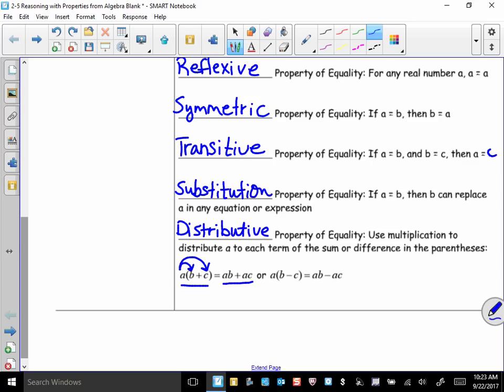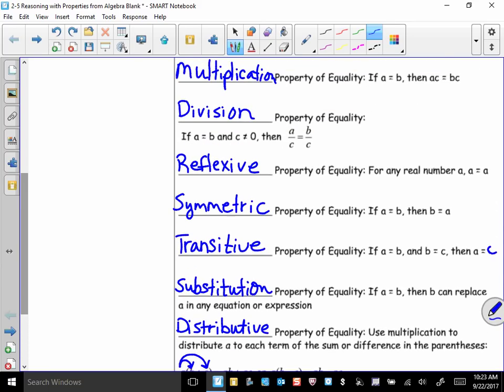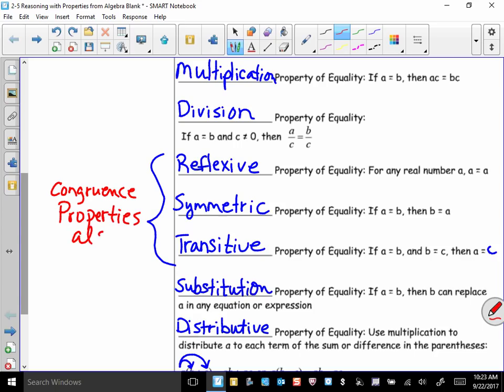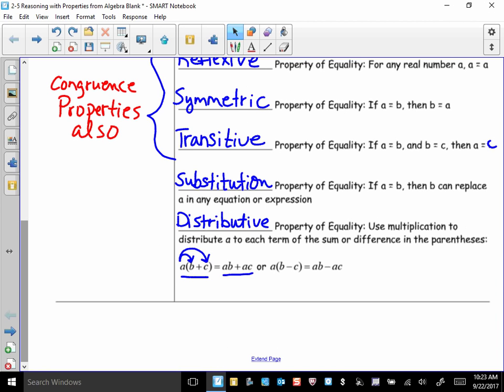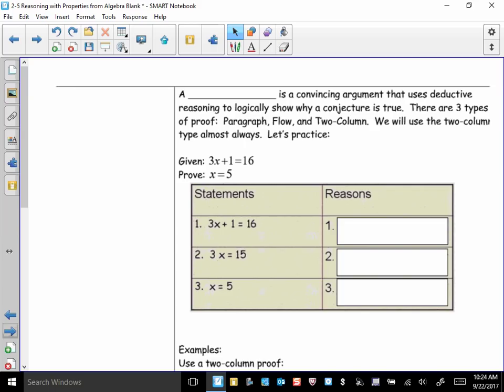So those are all properties of equality. What I do want to point out to you here is that these three properties, reflexive, symmetric, and transitive, these are also properties of congruence. We have these properties of congruence also. I'll touch on that in our next lesson, but I just thought this is a good time to point that out. We will use these so much in our proofs. All right, so now that we've got all the theorems we've ever learned and the definitions and postulates and these properties, let's just hop right in here and do a proof.